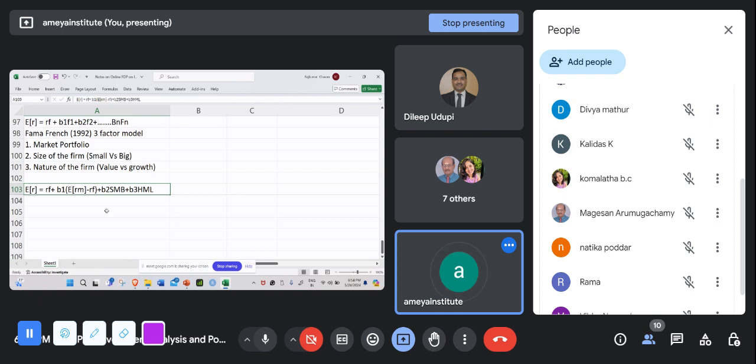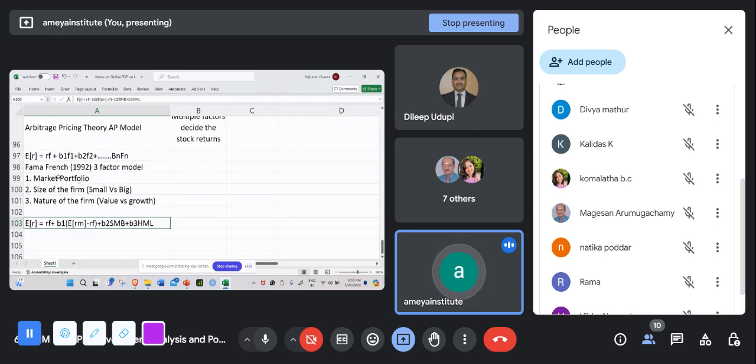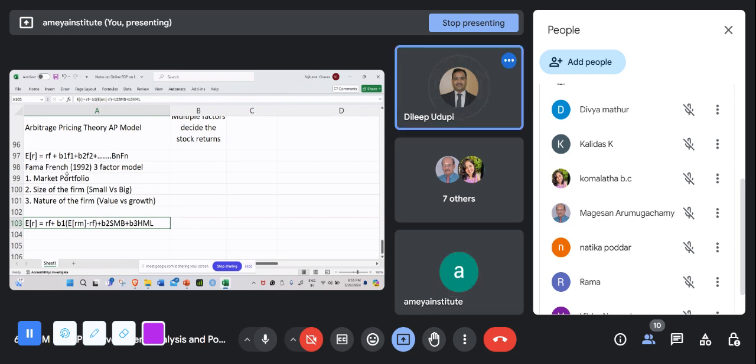There are many research papers which have come across in this concept of these particular factors. Fama is there, then there is one person called Carhart, 1997. Then Fama-French again came with a five-factor model. So this is where we calculate the stock return. These are the techniques to calculate our stock returns. Is it clear?